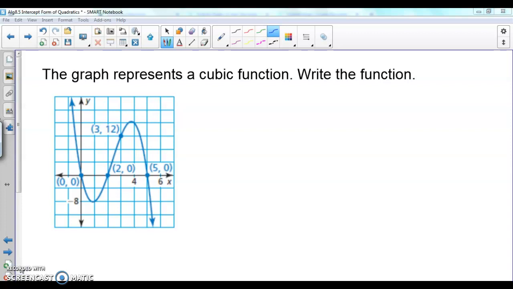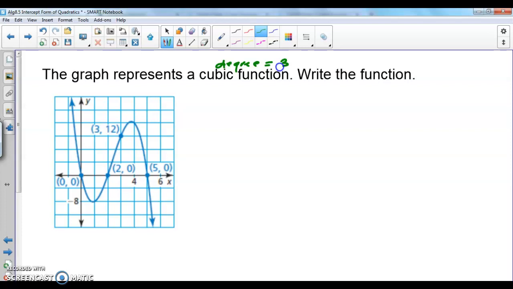So now that we know how to use the intercept form to write quadratic functions, let's extend what we just learned to cubic functions. Remember what cubic function means? The degree of a cubic function is 3. So in other words, the highest exponent among all its terms is 3.